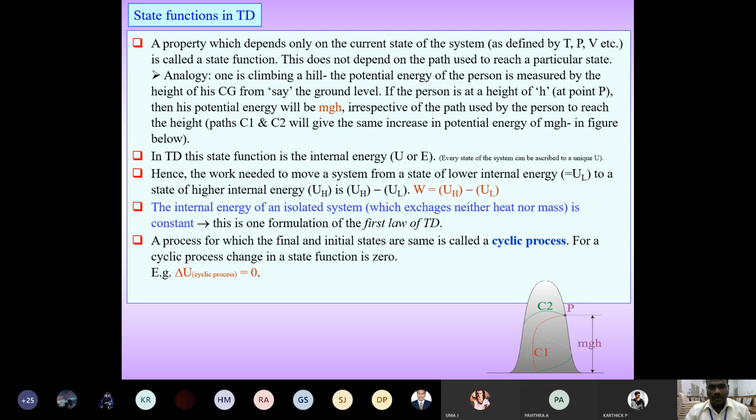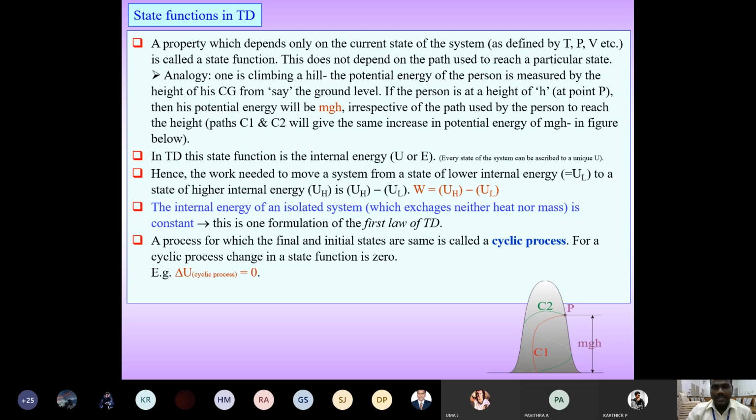Also, you know what work done is. Work done can be the higher internal energy minus the lower internal energy. How can we calculate the internal energy? The difference in the internal energy can be calculated as the work done. So we have another definition for work done. The change in internal energy can be said to be the work done. If a higher internal energy is reduced to a lower internal energy, then the change in internal energy will give you the work done. Right, the internal energy of an isolated system is constant.